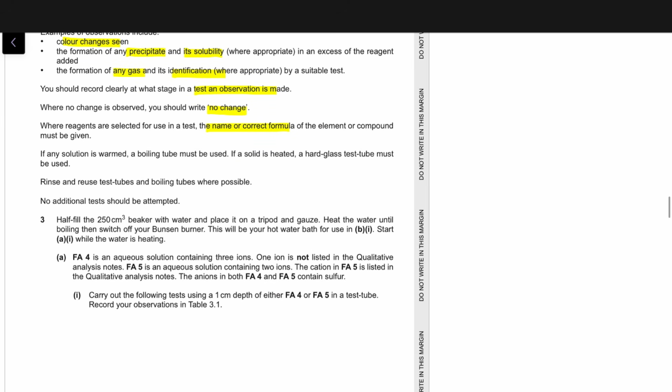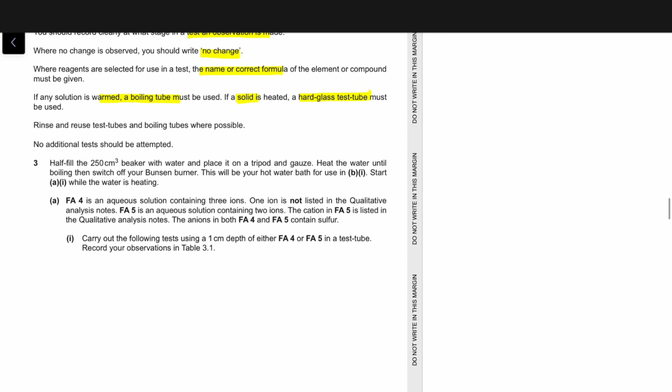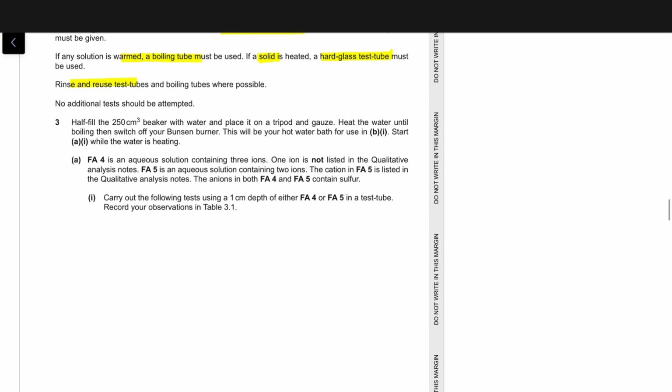Where reagents are selected for use in a test, the name or correct formula should be given for the compound. If any solution is warmed, a boiling tube must be used, and if a solid is heated, a hard glass test tube must be used. Rinse and reuse test tubes and boiling tubes where possible. No additional tests should be attempted, and the practical is as follows.